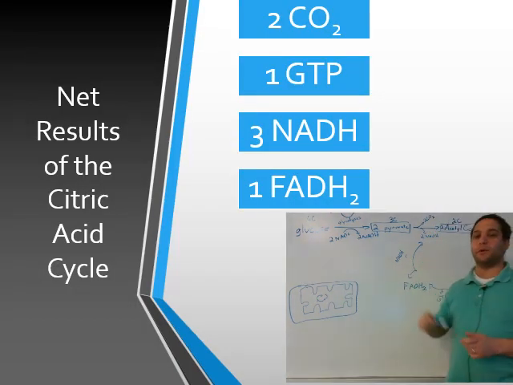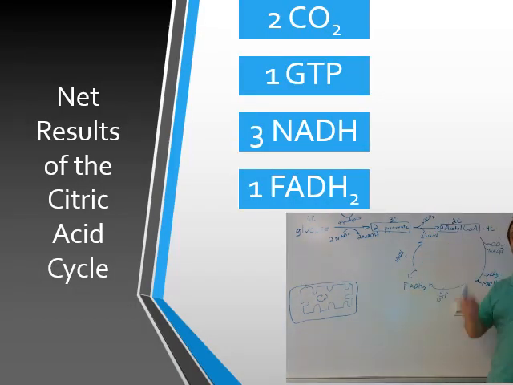Net results from one crank through of the citric acid cycle: 2 carbon dioxide, 1 GTP, 3 NADH, and 1 FADH2 per acetyl coenzyme A. But remember, it cranks through twice.